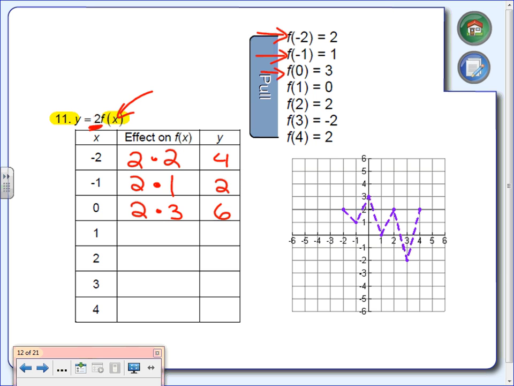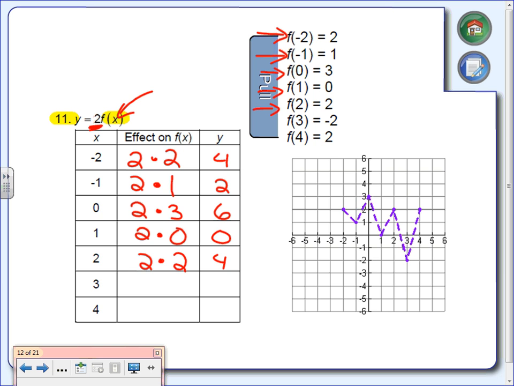Plug in a 1. F of 1 is 0. But if you multiply that 0 times 2, 0 times 2 is 0. Plug in a 2 now. F of 2 is 2. And if you multiply the 2 times this 2 in front here, 2 times 2 gives you 4.